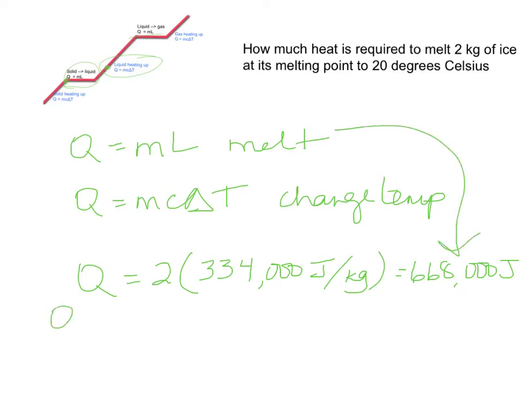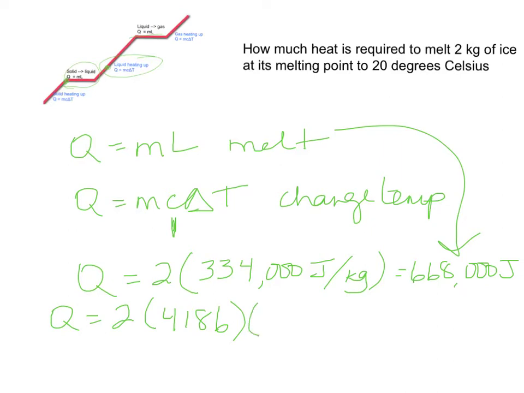And then we're going to go Q equals MC delta T, using the heat capacity, the C of water. That's what we're going to use. The C for water is 4186. Ice and steam have different heat capacities. So those are on the haiku page, and you can look those up.